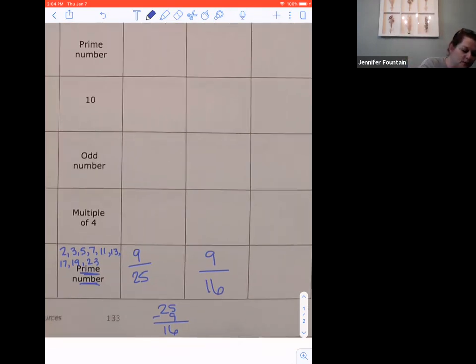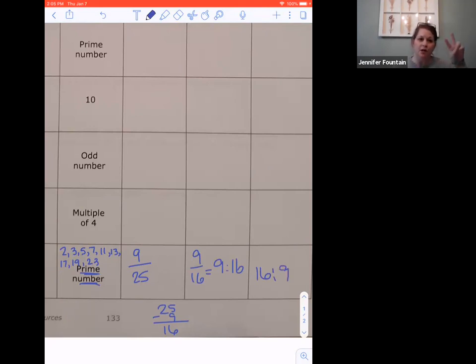Let me write that a little bit smaller. So I've got 9 over 16. So that equals 9 to 16 odds. So if my odds in favor are 9 to 16, what do I know my odds against are going to be? I'm going to flip them. So then it's going to be 16 to 9.